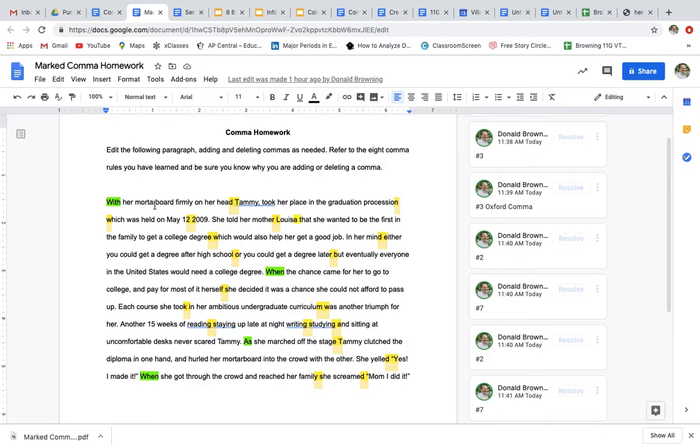Now you notice that there are some green highlighted words, and we'll go over that, but most of the commas, there's 20 of them that we need to add, are in yellow, and then I have it linked to the rule. So let's look at the first one. With her mortarboard firmly on her head, Tammy took her place in the graduation procession, which was held on May 12, 2009.